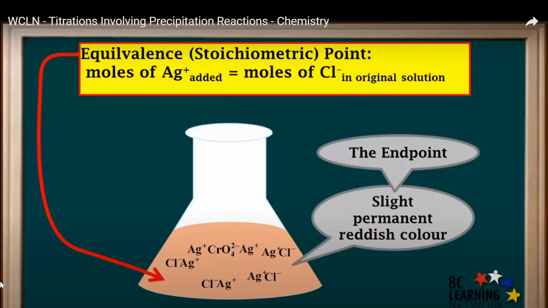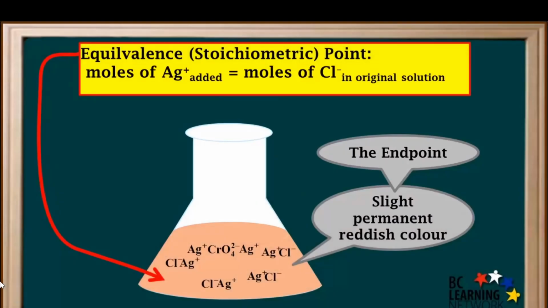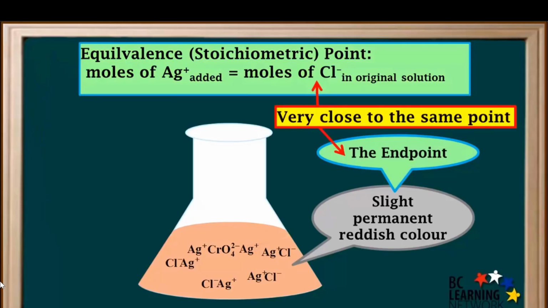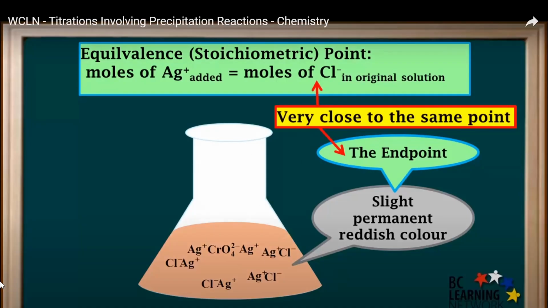The equivalence point, or stoichiometric point, of this titration is the point where the moles of Ag+ added to the flask is equal to the moles of Cl- that were in the original solution in the flask. In most titrations, if the proper indicator is used and the technique is good, the equivalence point and the end point are very close, and they can be assumed to be the same point.